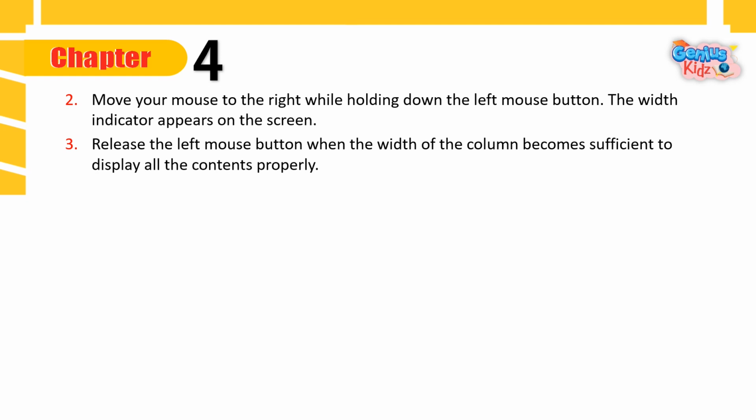2. Move your mouse to the right while holding down the left mouse button. The width indicator appears on the screen. 3. Release the left mouse button when the width of the column becomes sufficient to display all the contents properly.